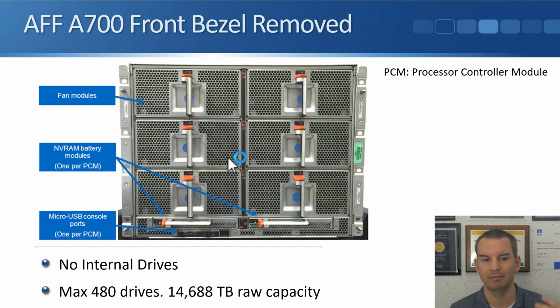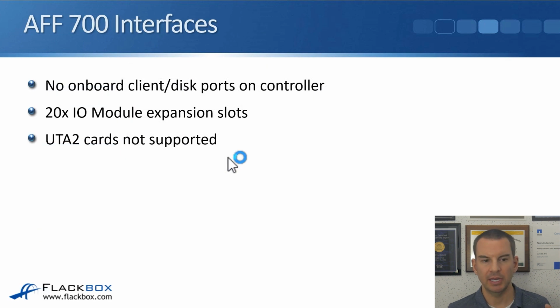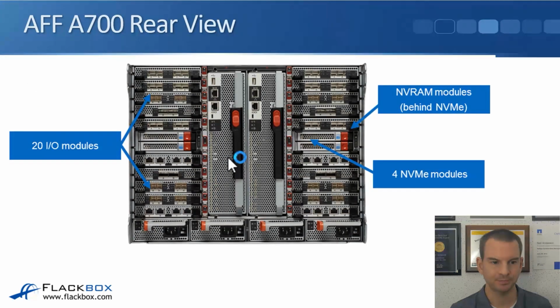Looking at the front again, no internal drives in the A700. It takes a maximum of 480 drives, 14,688 terabytes raw capacity in external shelves per HA pair. The interfaces on the A700, there's no onboard client or disk ports on the controller. It's got 20 I/O module expansion slots. So this is different than those PCI Express 3 slots. And UTA2 cards are not supported in the AFF A700.